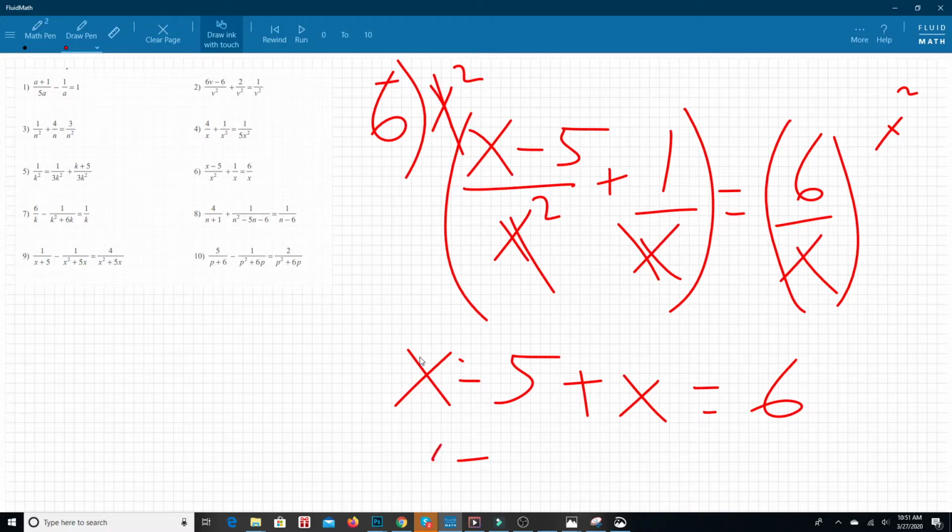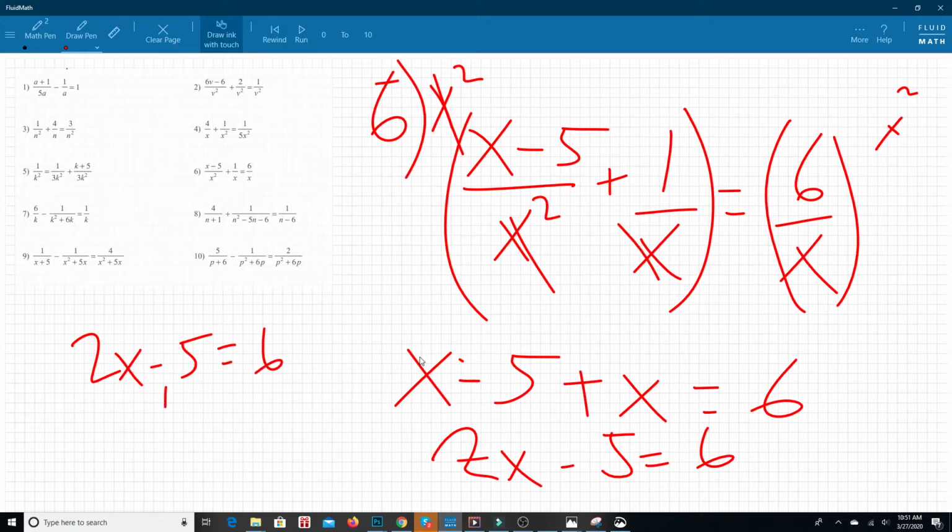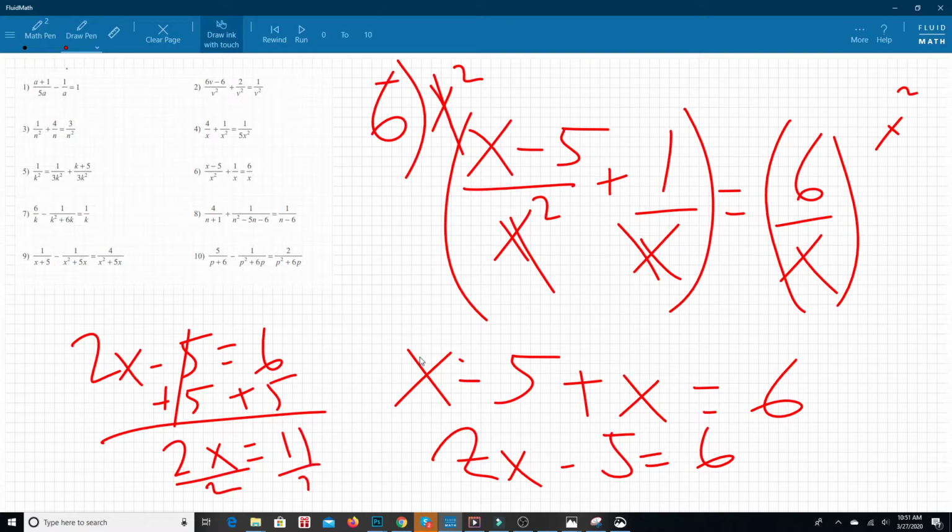We're going to have 2x minus 5 equaling 6. So if we have 2x minus 5 equaling 6, plus 5 plus 5, we get 2x equals 11, divided by 2, divided by 2. x equals 11 over 2. Done.